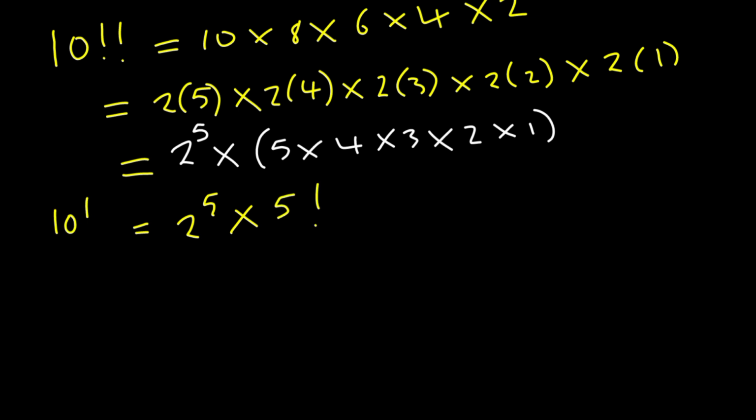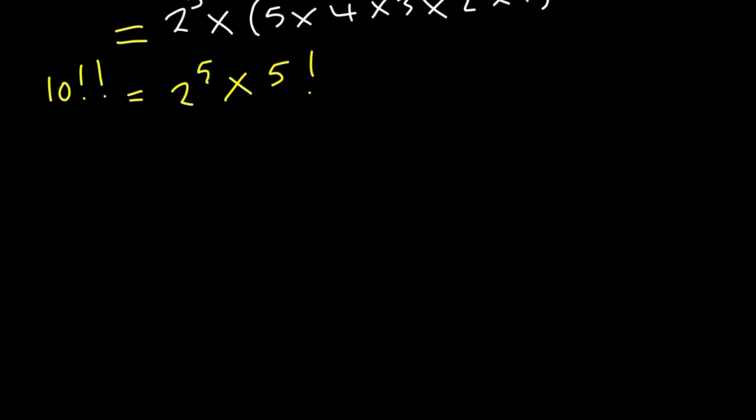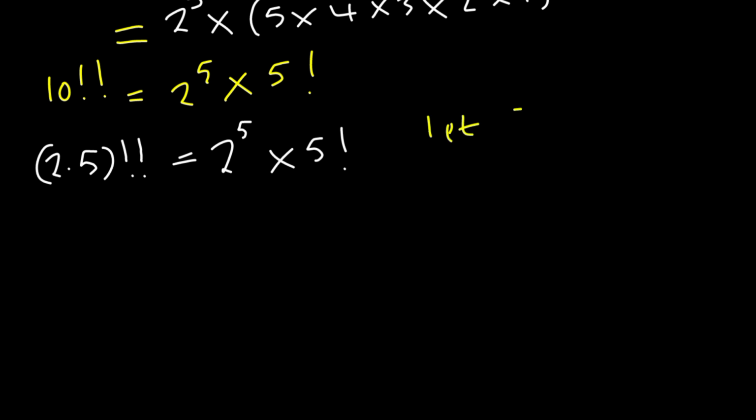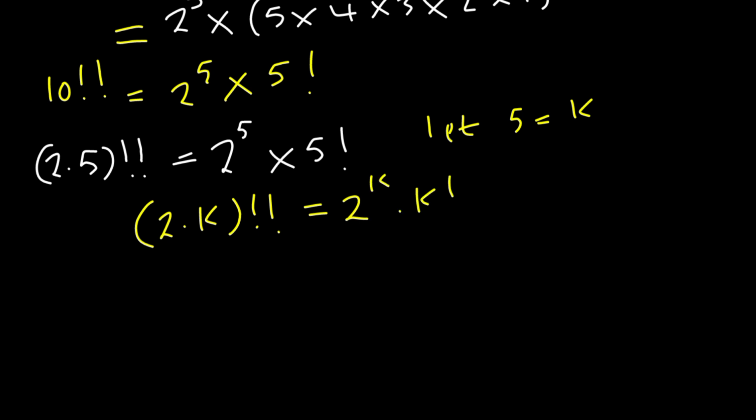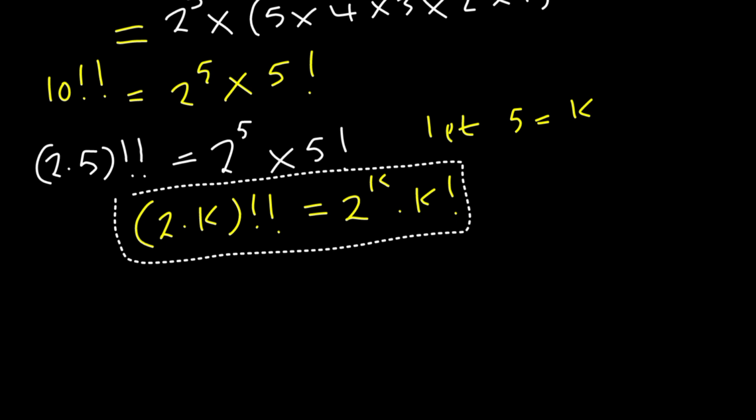And don't forget 10 double factorial equals this. And also we can write 10 as 2 times 5, right? Then we have the double factorial here, and that equals 2 to the power of 5 times 5 factorial. Now we can just go ahead and say let 5 equals k, for example. Then we're going to have 2 times k double factorial equals 2 to the power of k, then times k factorial. And this is true for all even numbers that can be evaluated with the factorial, right? That's positive integers.